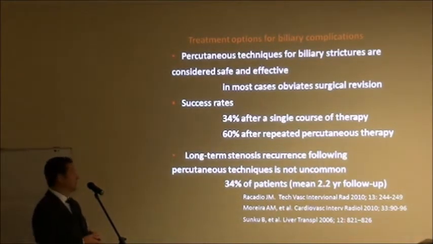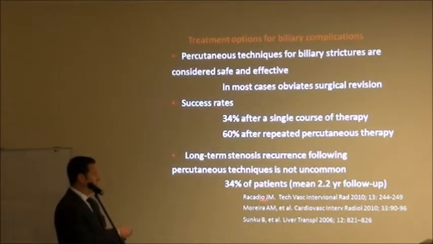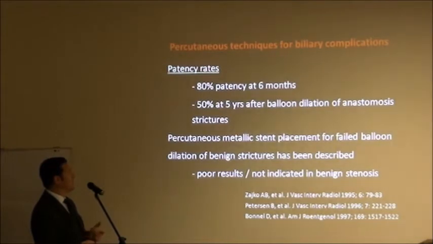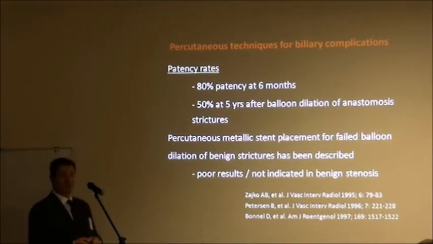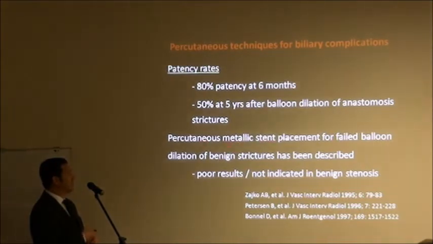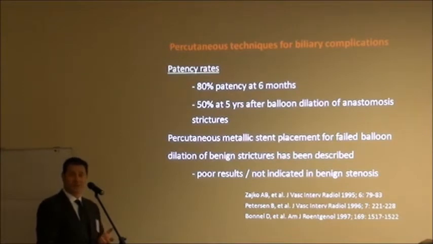And even though long-term stenosis and recurrence of this stenosis are reported, particularly in this period with a mean follow-up of more than 2 years. Patency rates at 6 months are 80%, however in long-term follow-up it is almost 50%. We also accept that the percutaneous deployment of metallic stents is not a solution, because the long-term follow-up of these patients shows very poor results, and it is not indicated in benign stenosis.